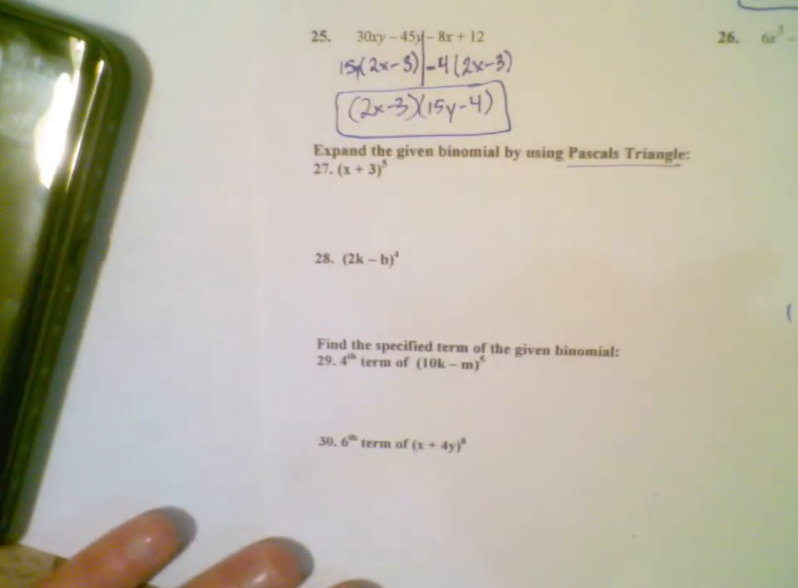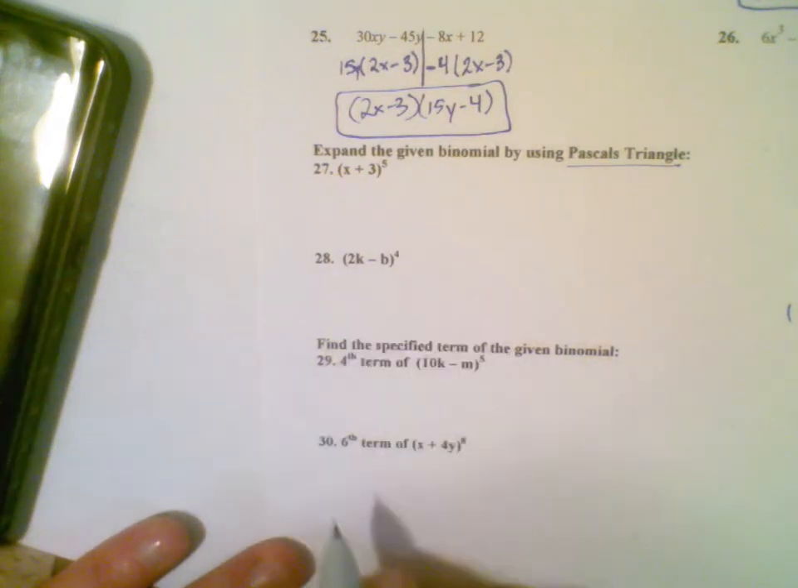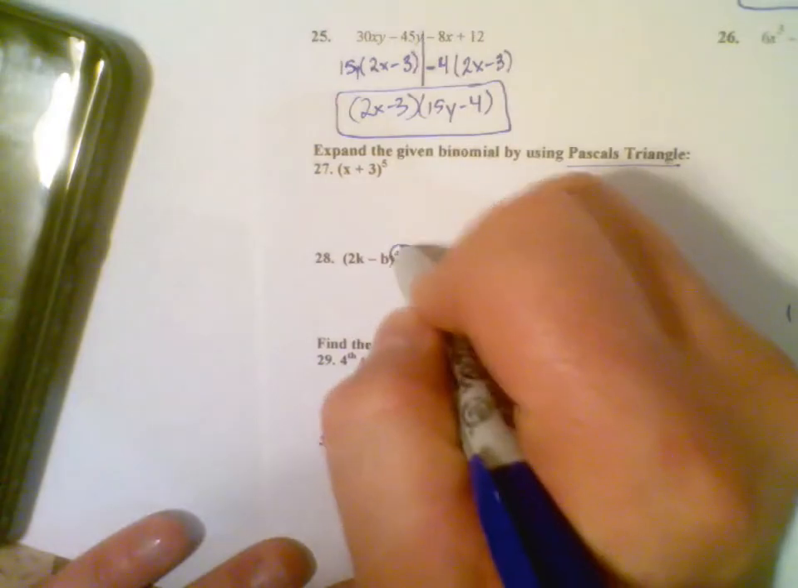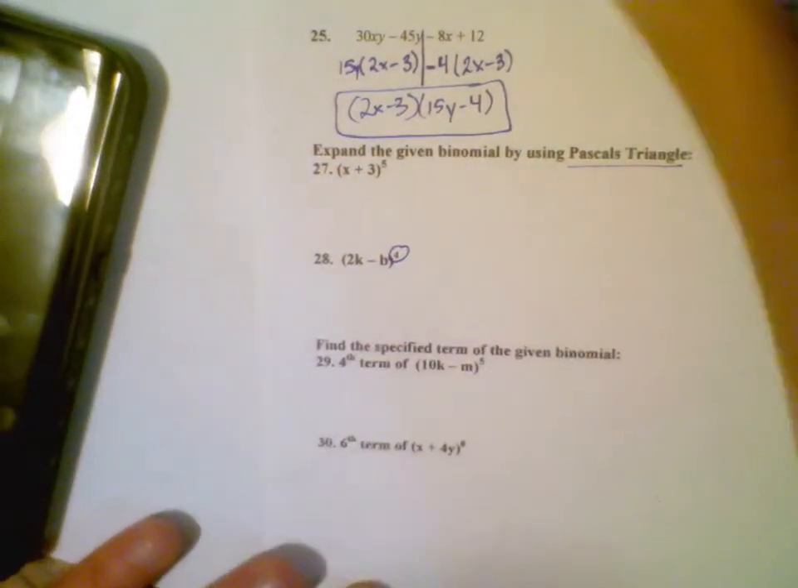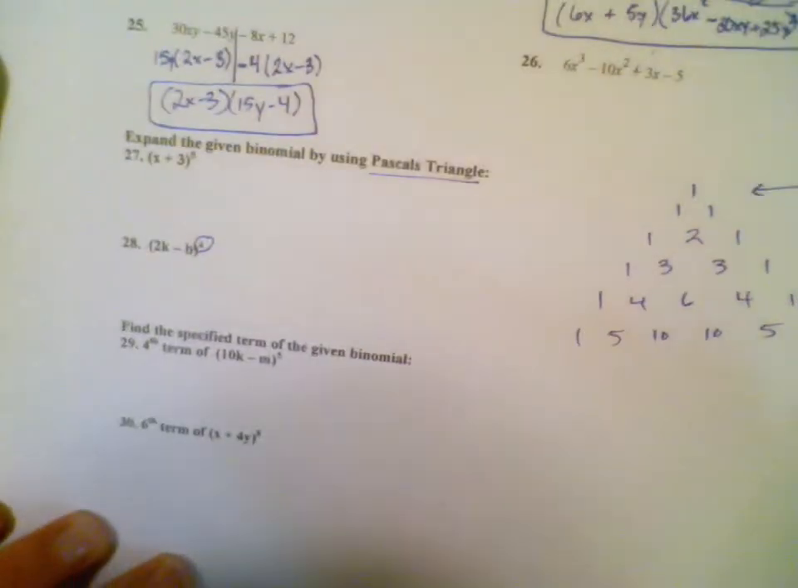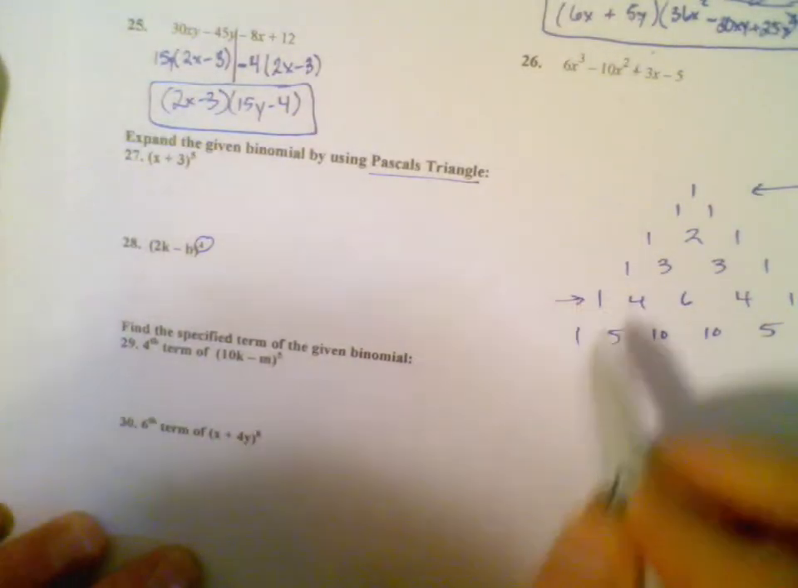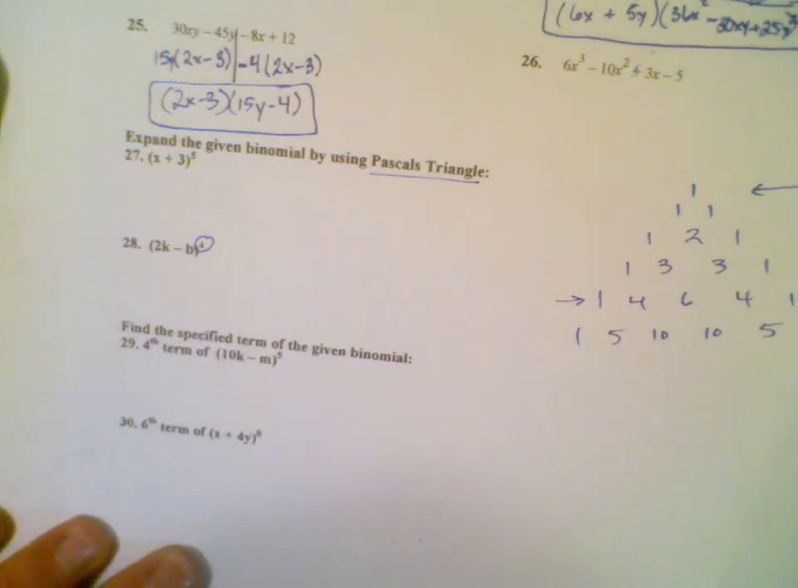So expand the given binomial using Pascal's triangle. I'll do 28. 28 is a little bit harder. It's a 4th degree polynomial. So that means we are going to use the 4th row, or n equals 4 in Pascal's triangle. So that's a 1, 4, 6, 4, 1.